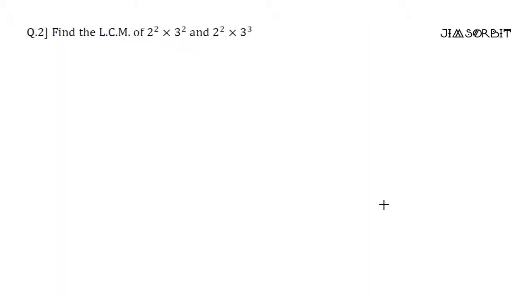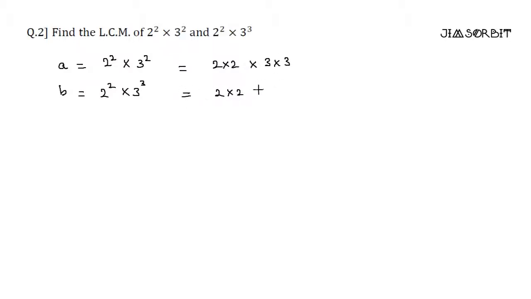Now let us take the second question. Find the LCM of 2 square into 3 square and 2 square into 3 cube. Okay, this is very simple. Consider A is 2 square into 3 square and B is 2 square into 3 cube. Now obviously you can say this is 2 into 2, 2 times, and 3 into 3, 2 times. Similarly, this is 2 into 2, 2 times, and 3 into 3 into 3.